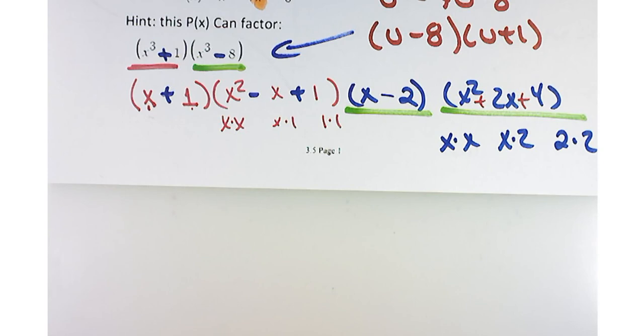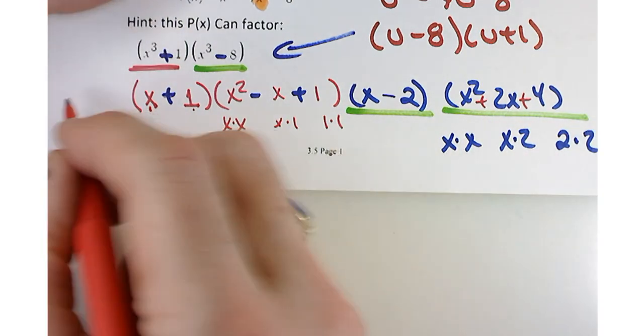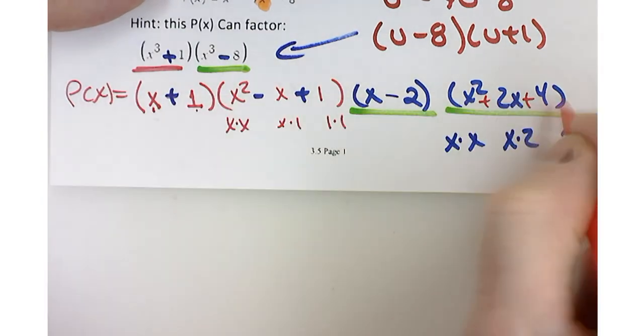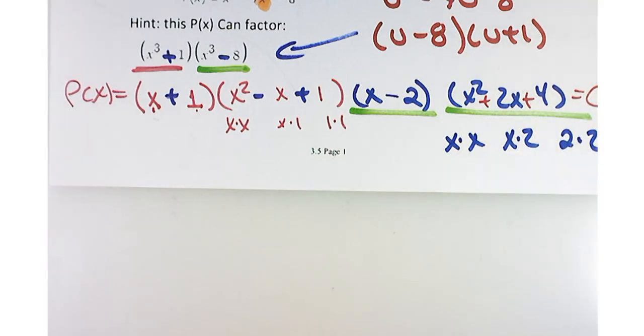We got a lot of work in front of us to finish solving. Can you see what we have to do to finish solving? I gotta set this equal to 0. This is our P of X. It's as factored as we can get it. What do I have to do to finish solving?